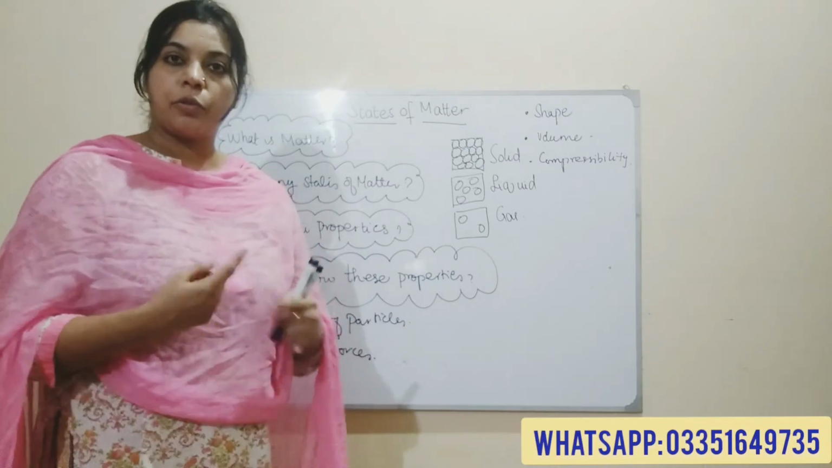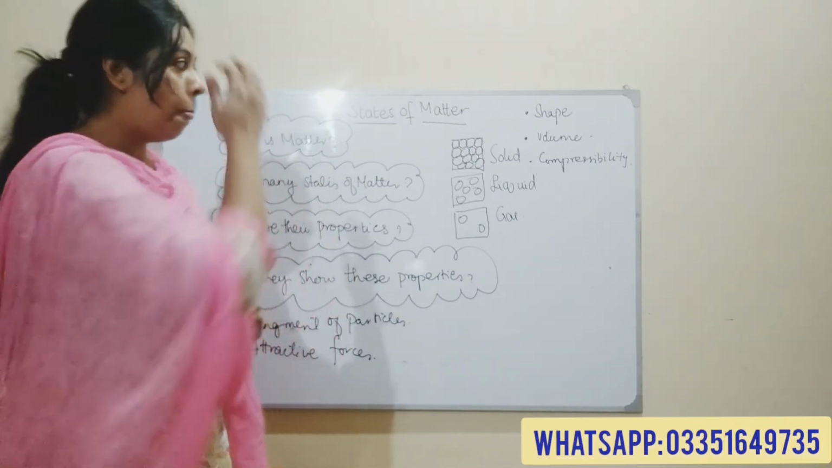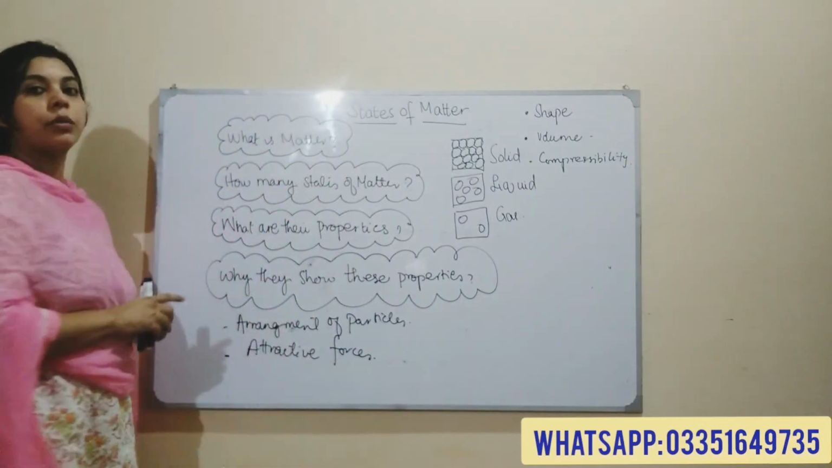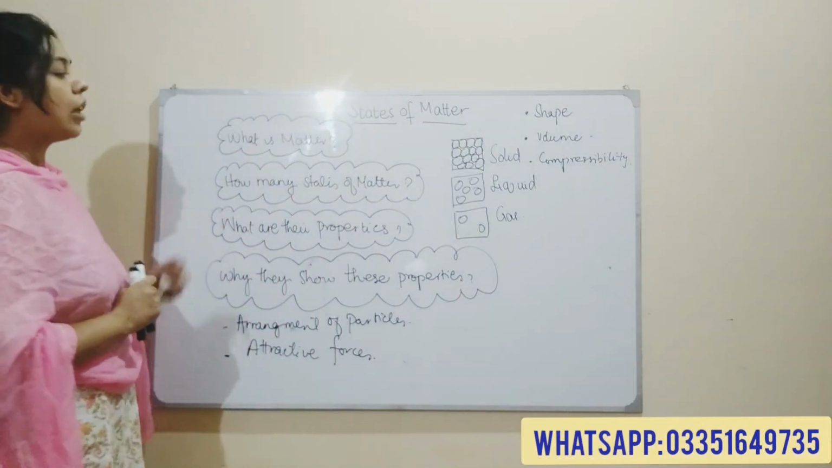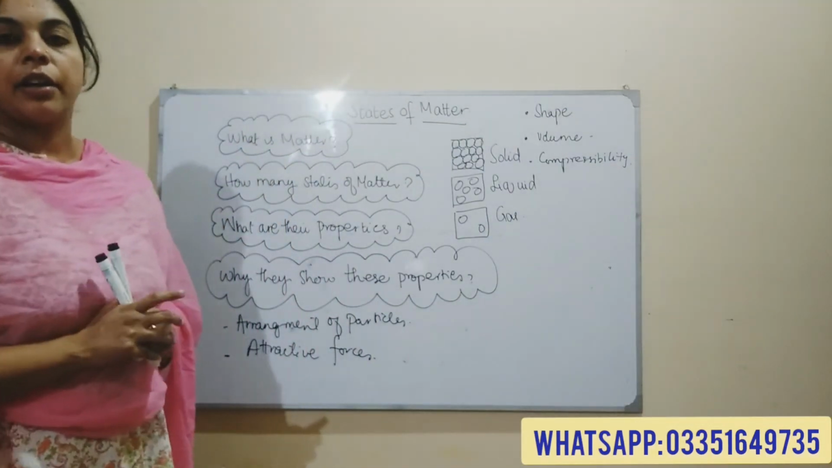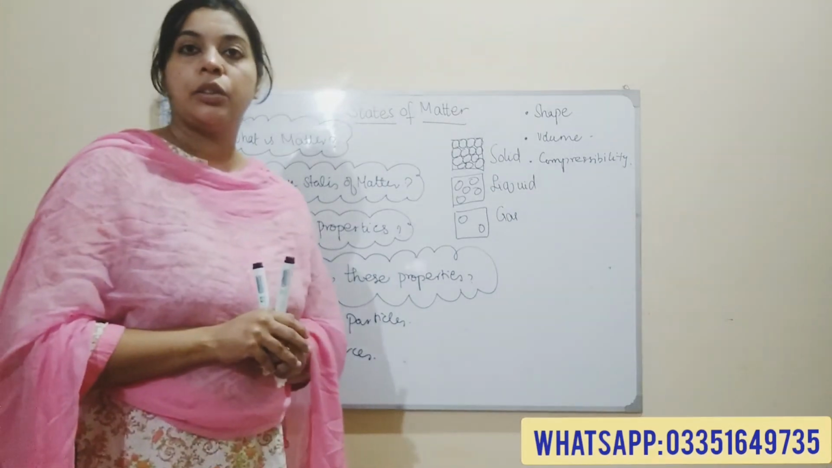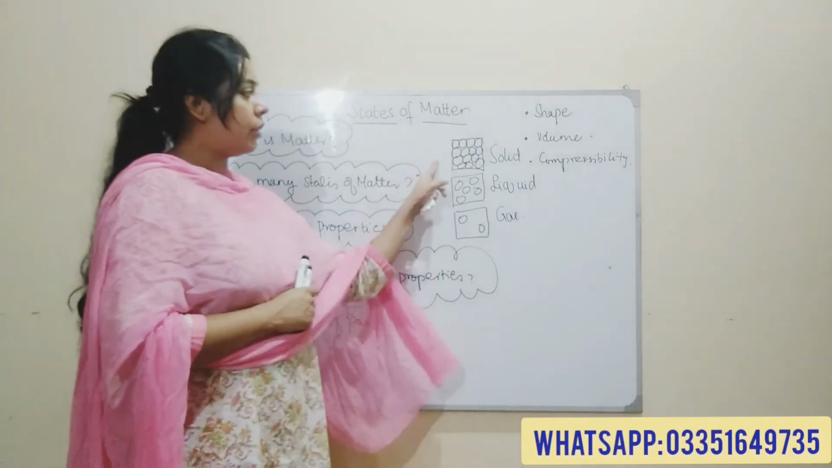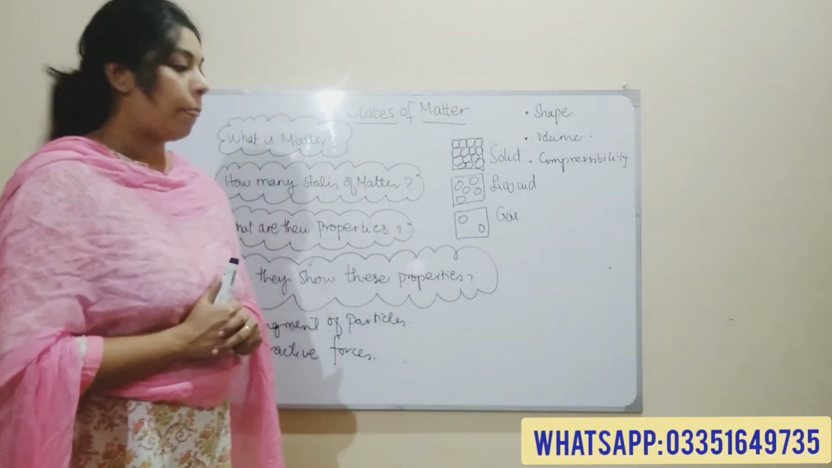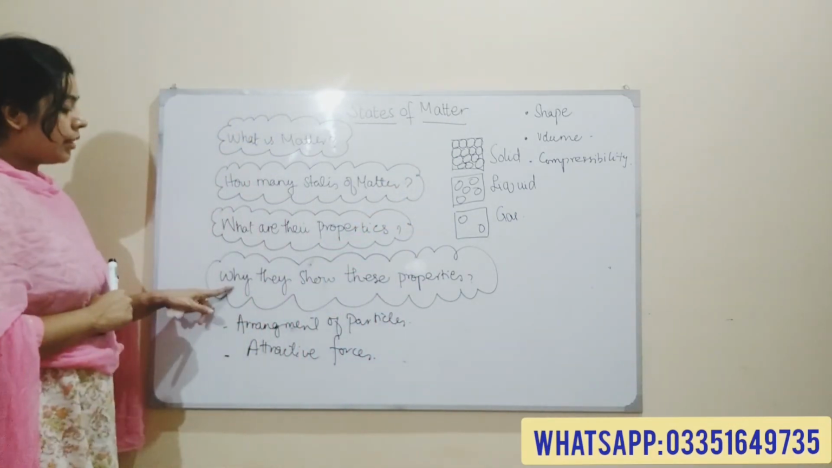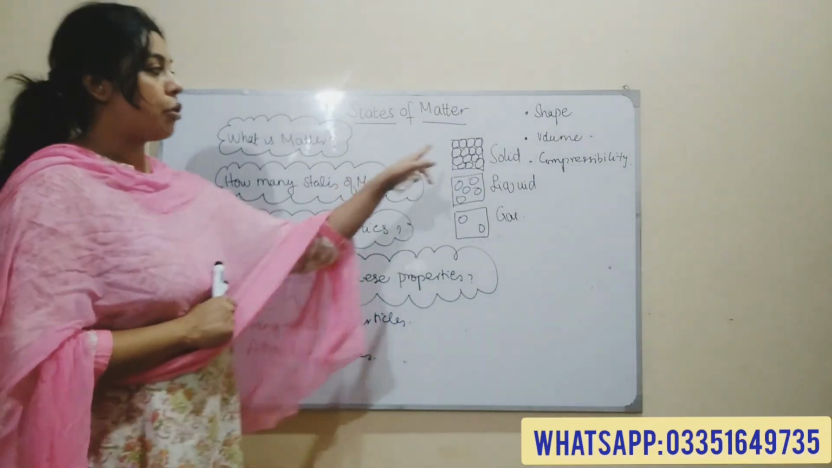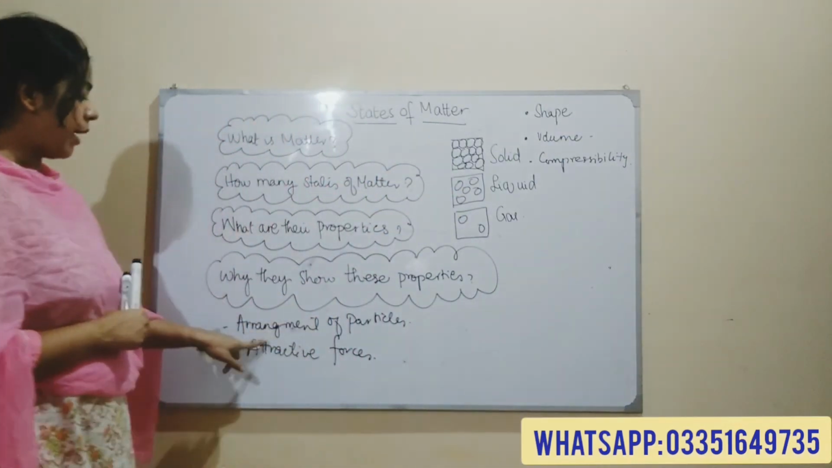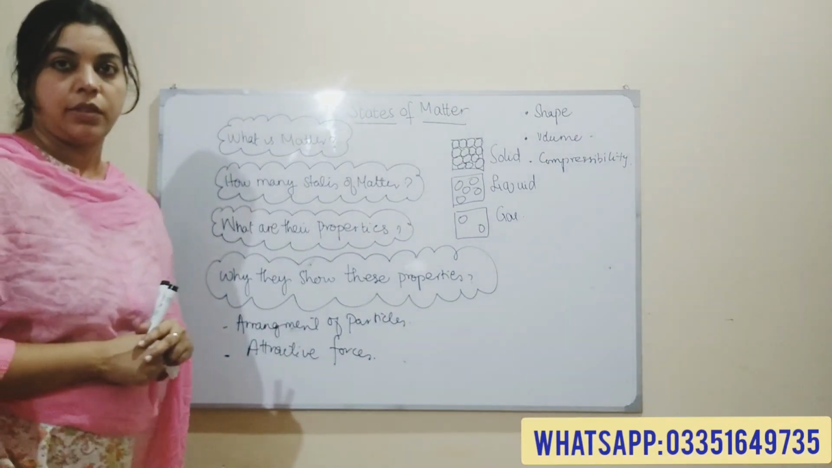So let's review the whole lecture. We discussed the states of matter. First of all, we discussed what matter is. Then we discussed how many states of matter there are. Our main focus was on three states: solid, liquid and gases. We discussed what properties solid, liquid and gases show. And then at the end, we discussed why these properties are shown by solid, liquid and gases in terms of their arrangement of particles and attractive forces.